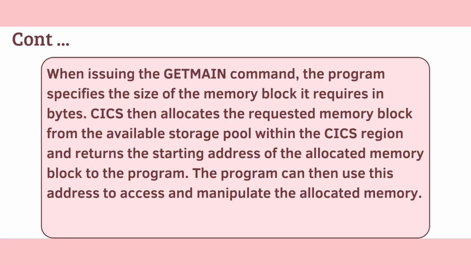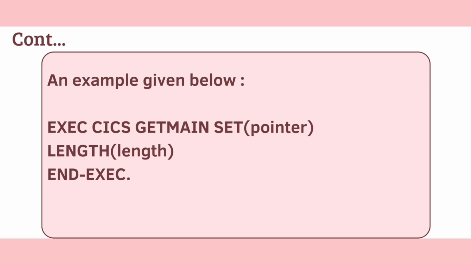When issuing the Getmain command, the program specifies the size of the memory block it requires in bytes. Kicks then allocates the requested memory block from the available storage pool within the Kicks region and returns the starting address of the allocated memory block to the program. The program can then use this address to access and manipulate the allocated memory. Here I have given an example of Getmain. Please have a look.